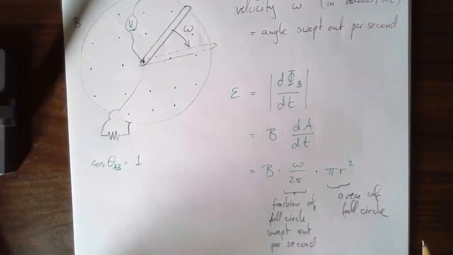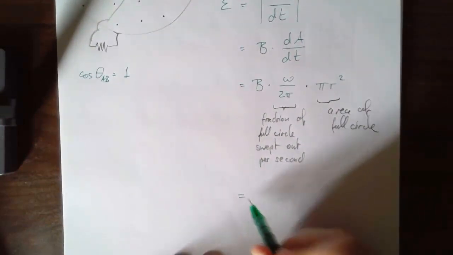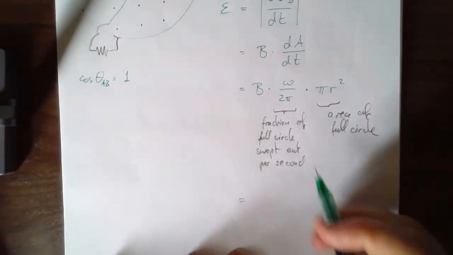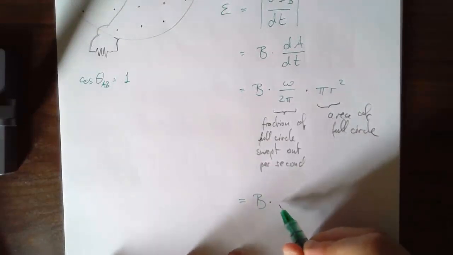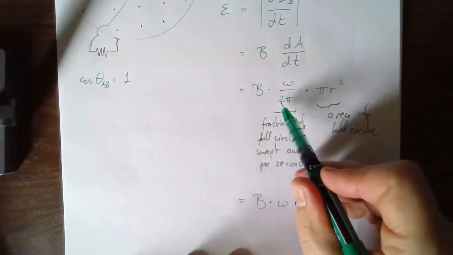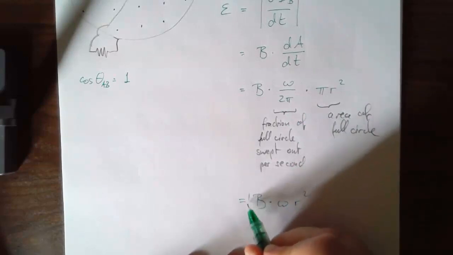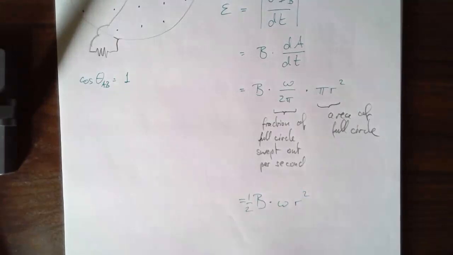And now we're pretty much done. I can simplify this a little bit. The pi cancels out, and I'm going to get the final answer for my EMF. It's the strength of the magnetic field times omega times r squared. And you can't forget about the factor of a half. I guess I'm going to put it out front: a half B omega r squared. Right, that is going to be my induced potential difference.